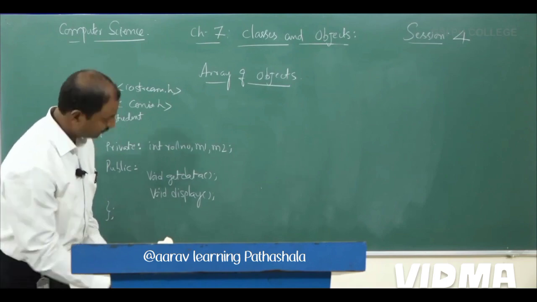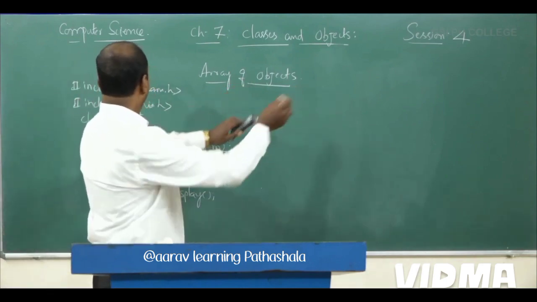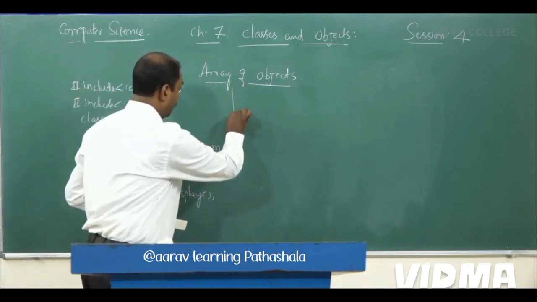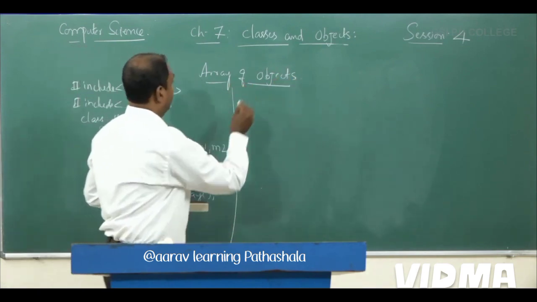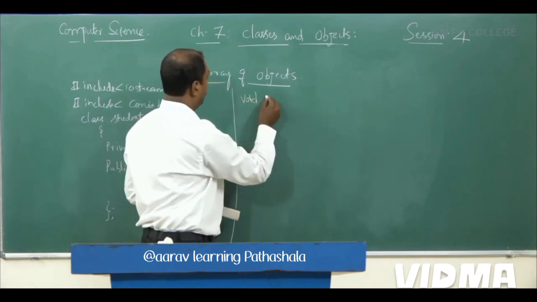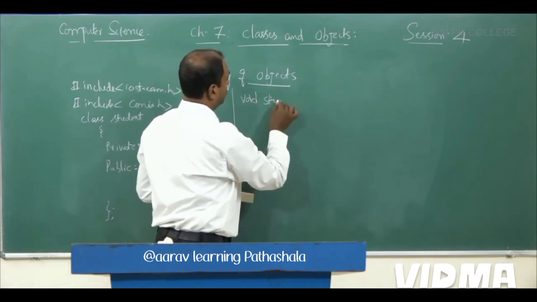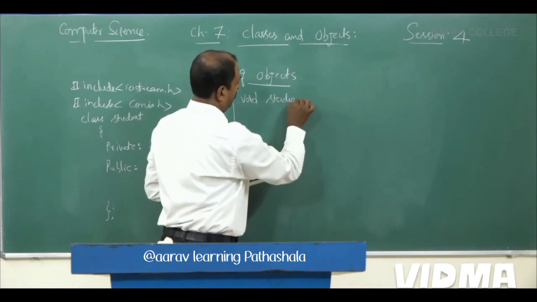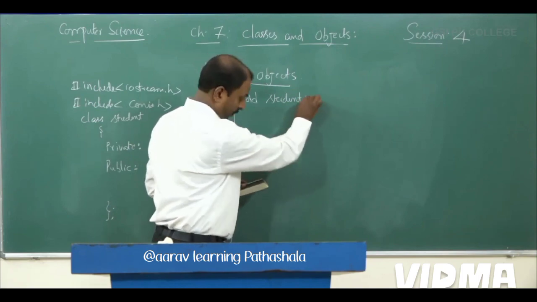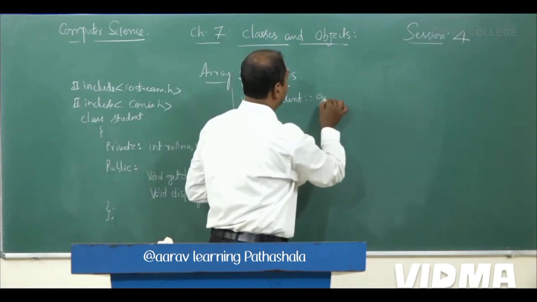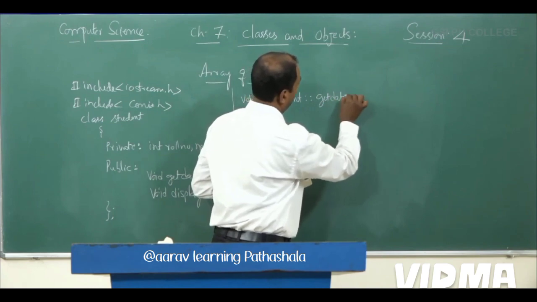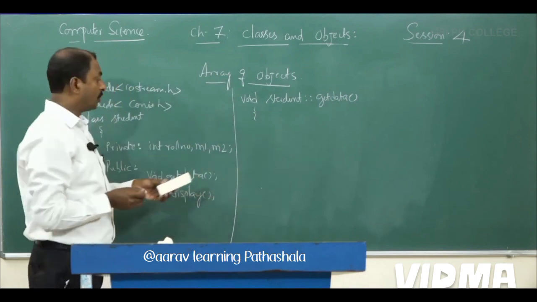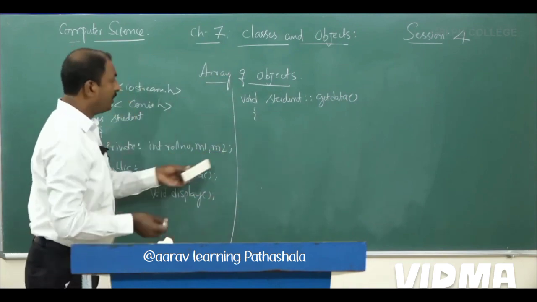Now let us write the function definitions of these 2 functions. As usual, void, the name of the class is student, student, 2 colons, the function is get data, and here we have to accept the values of three variables.